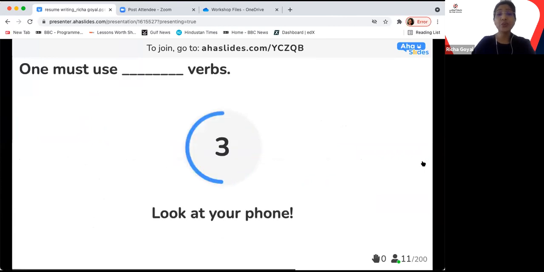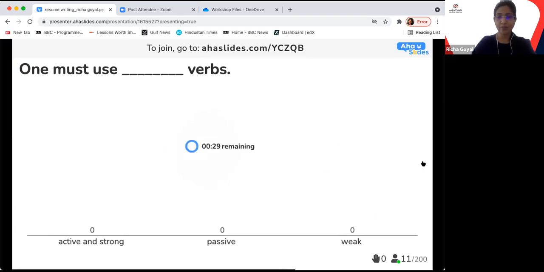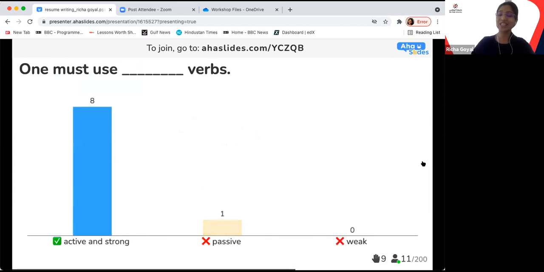One must use dash verbs. All right, you have to pick the right answer. On your resume, what kind of verbs should you use? Active and strong verbs, very good. Please take care that the verbs should show action, should be strong.